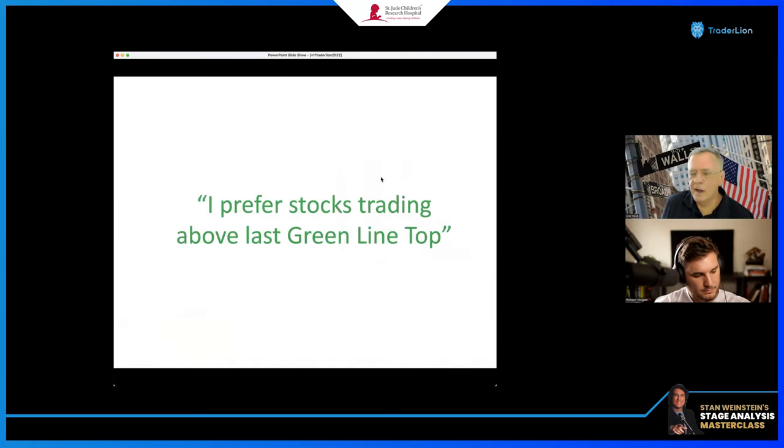What I'm going to suggest to you, and again, you don't have to do it, I'm going to show you how it works: buy only stocks that are above their last green line top. Furthermore, if you can buy it at a green line breakout, when it closes above the green line for the first time, that's a great breakout place. I oftentimes will buy it. I will then say if it closes below the green line, and I said close, I get out. It's a failed green line.